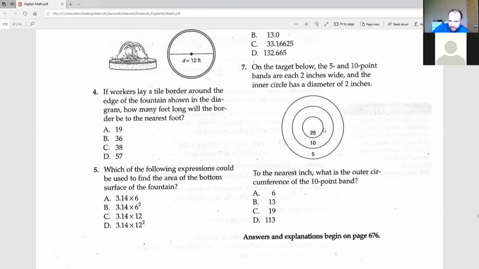So this is 2 inches, this is 2 inches, and then all the way across this is 2 inches. Now that we have that under control, let's look at what the question asks us. The question says, to the nearest inch, what is the outer circumference of the 10 point band? 6, 13, 19, or 113 inches. Okay, so we need to know the outer circumference of the 10 point band. All right, so think about that for a minute.